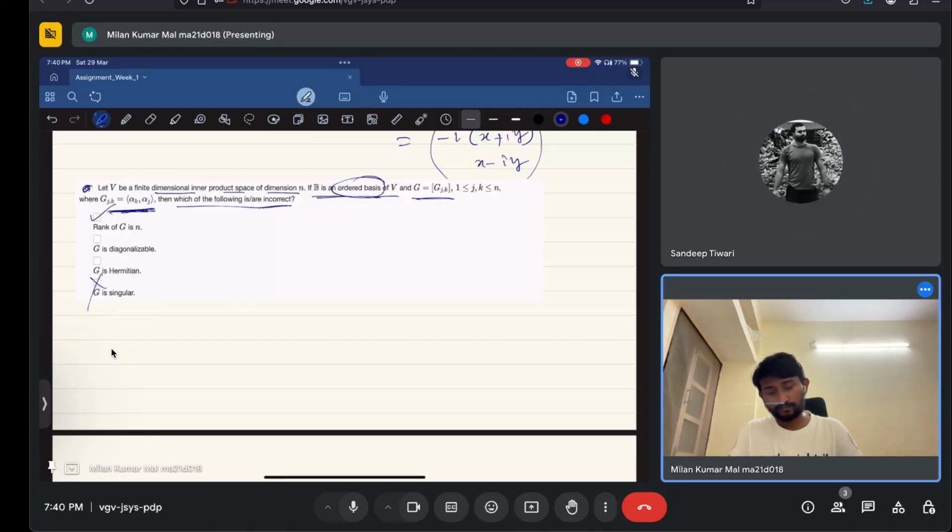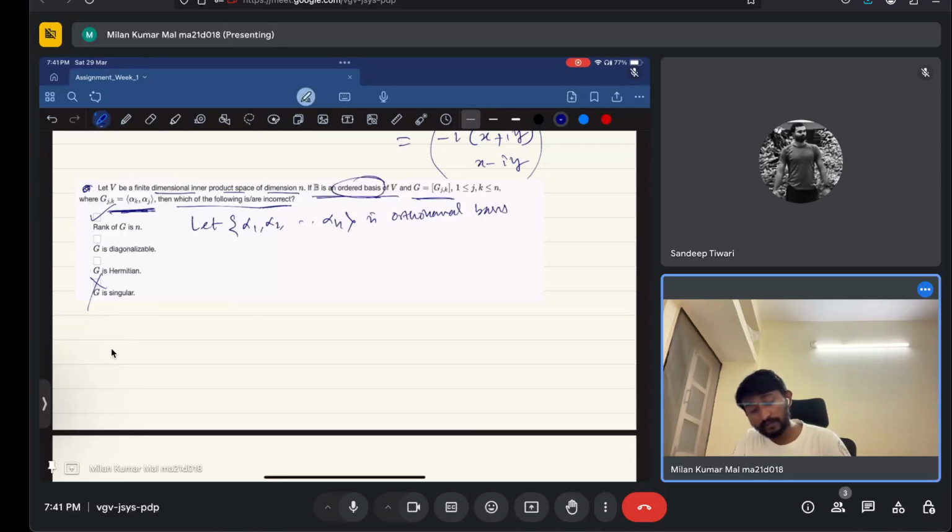Yes, sir. Yeah, the matrix is identity, because if the basis is not orthogonal, we can't write this. Even if the basis is not orthonormal, we still can't write this. Let alpha 1, alpha 2, all the way to alpha n be an orthonormal basis. In that situation, G is obviously the identity.